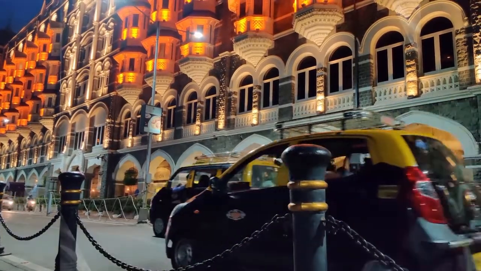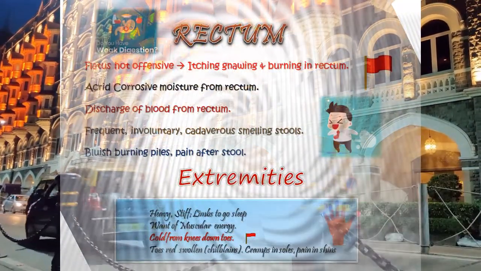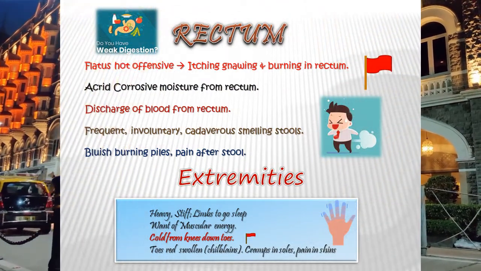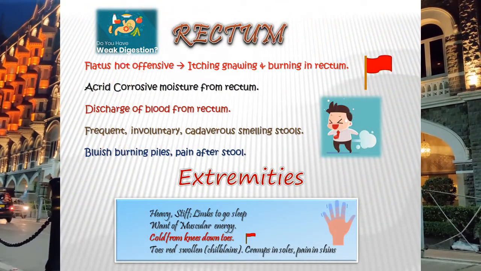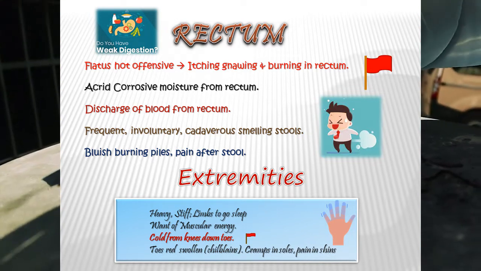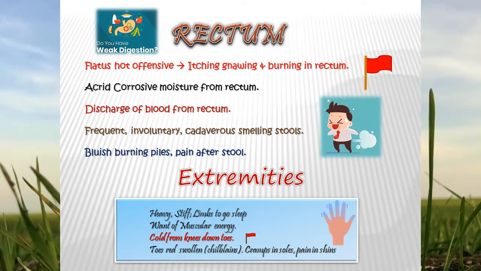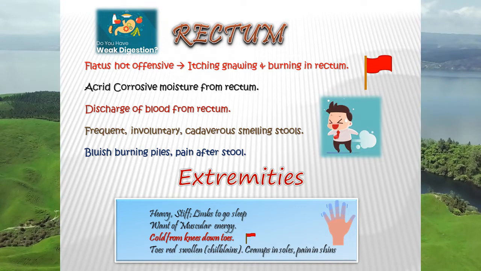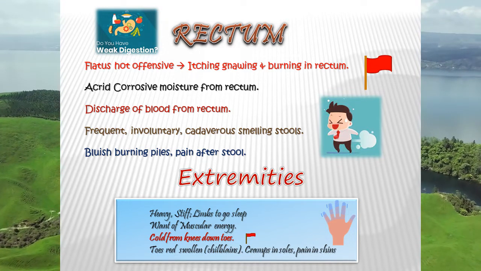Further, the symptoms of the rectum on the next slide, which is also correlated with the abdomen and the stomach. That is, flatus is hot, offensive, that we already talked about. Itching, gnawing pain and burning in the rectum, that is a red flag symptom in carbo vegetabilis. Acrid corrosive moisture from rectum, discharge of blood from rectum, and frequent involuntary cadaverous stools, and bluish burning piles, pain after stool. These are some symptoms, nothing very specific, but discharge of blood from rectum and acrid corrosive moisture from rectum.